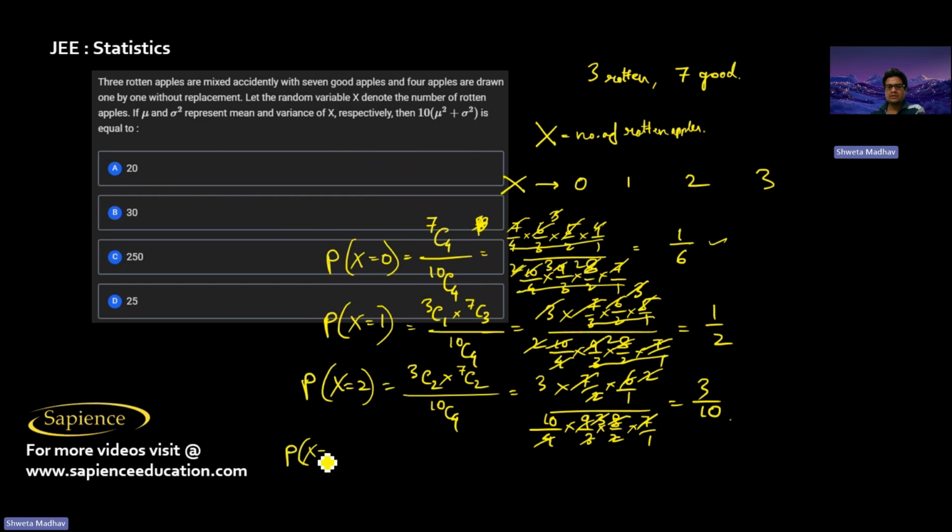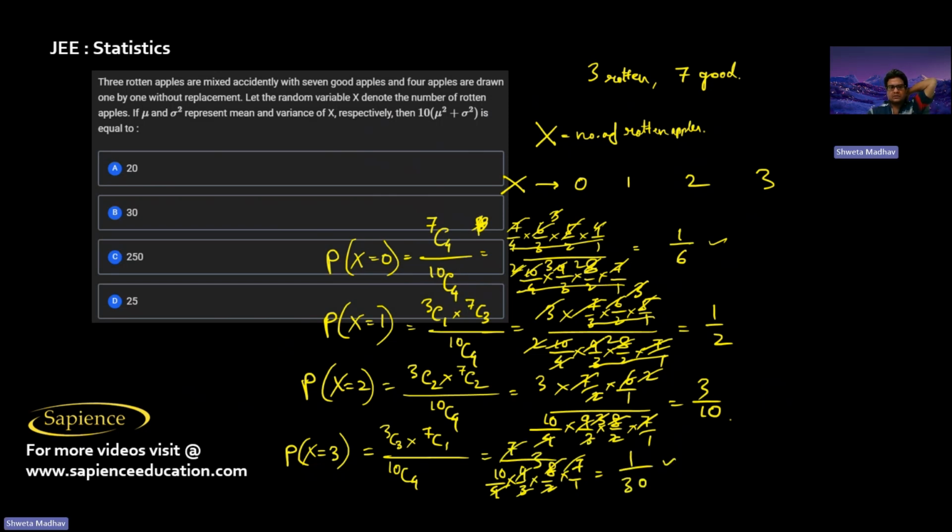And P of x equal to 3, it means that we will get 3 rotten apples and 1 good apple. So all three rotten, so that is 3C3 into 7C1 divided by 10C4. This would be 7 by 10 by 4 into 9 by 3 into 8 by 2 into 7 by 1. So this will be equal to 2 4s are 8, 3 3s are 9, 7 7 will get cancelled. So this is 1 by 30. Therefore, you can say that the values of x are 0, 1, 2, and 3.